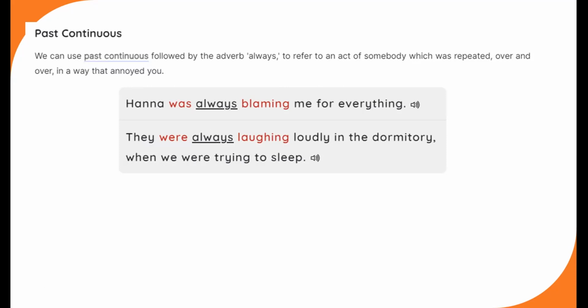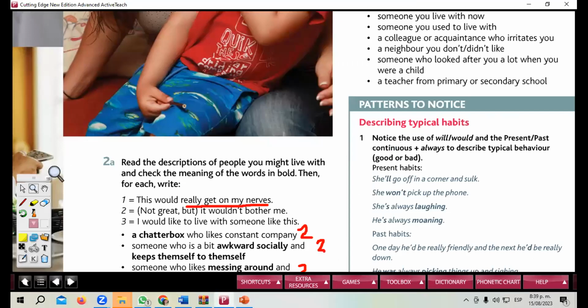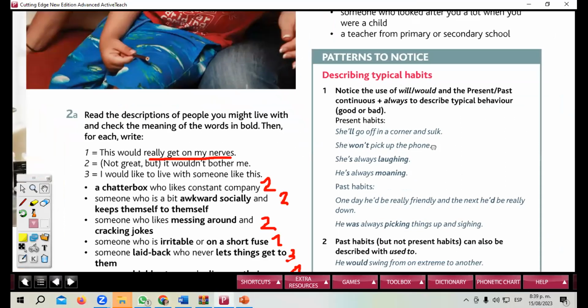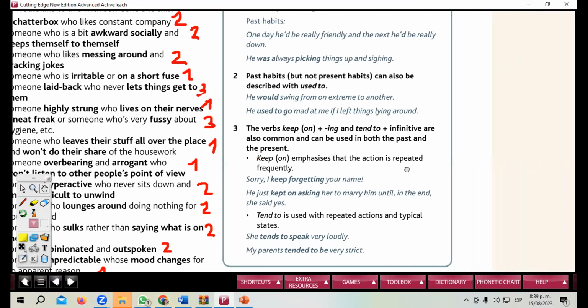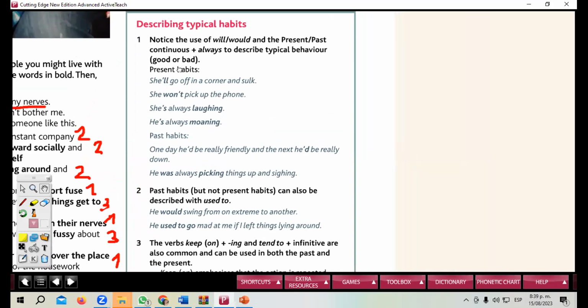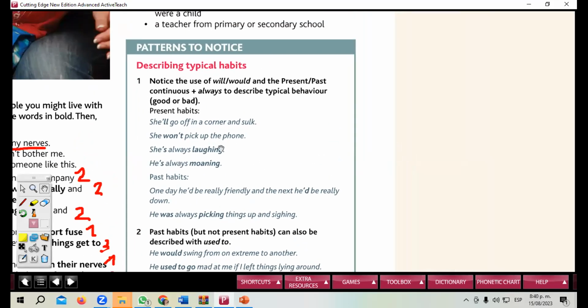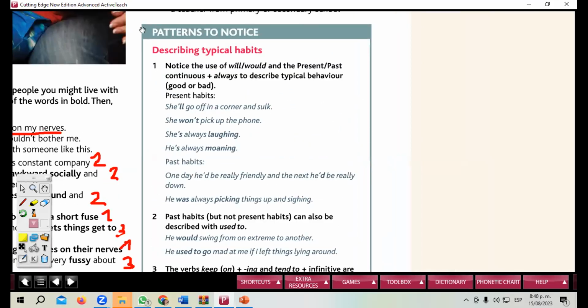Well, that is it. Do we have any questions about the patterns that we follow to talk about habits? No? Okay, so let's read the examples that we have in the grammar box on page 77. Okay, let's read them.